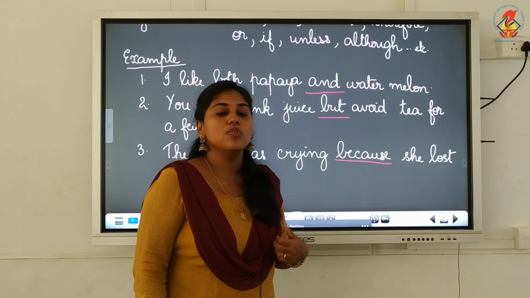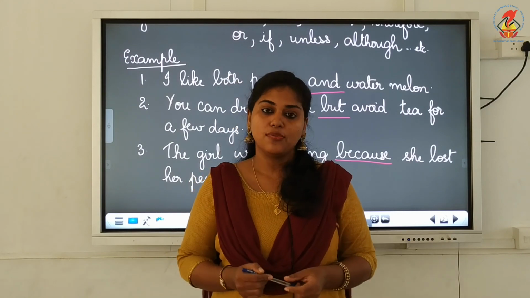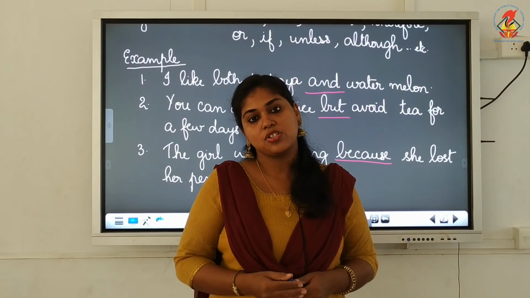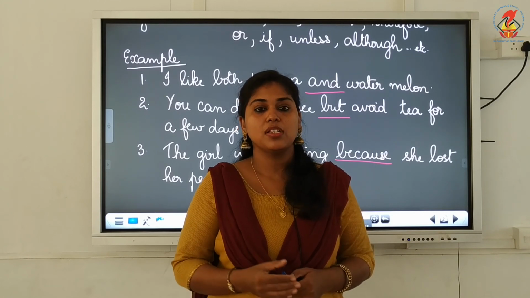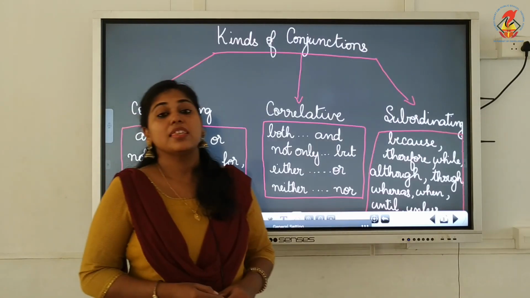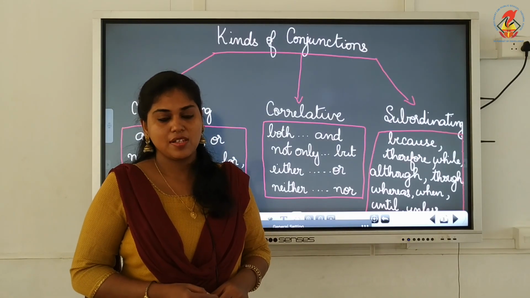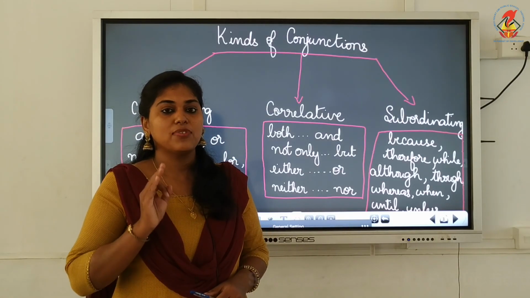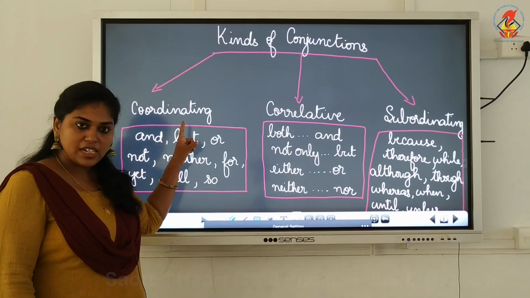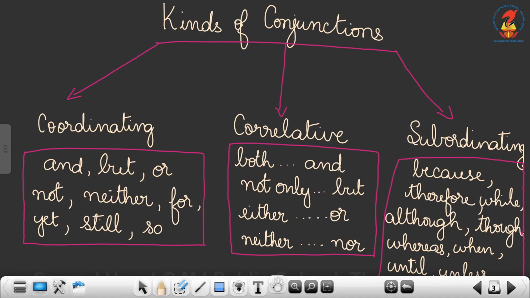Okay, now let's learn what are the different kinds of conjunctions and when do we use these conjunctions, in which contexts we use the particular conjunction. Okay, there are three kinds of conjunctions. One is coordinating conjunction, second one correlative conjunction, and third one subordinating conjunction.